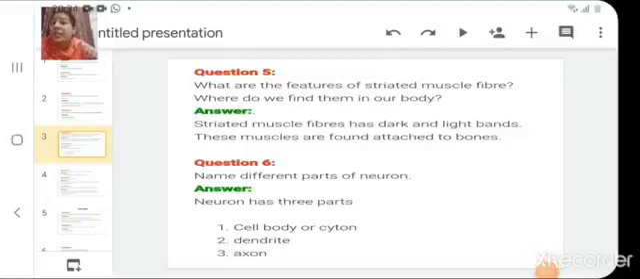Welcome, my dear students. In today's session, we are going to discuss some of the questions of practical number 2, in which we discussed different types of tissues. In practical 2, we learned about plant tissues and animal tissues. In today's session, we will discuss some of the questions which are related to that practical only. So let us begin. The first question here is, name the type of tissues present in the husk of coconut.